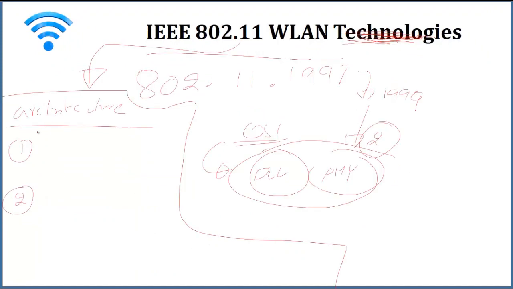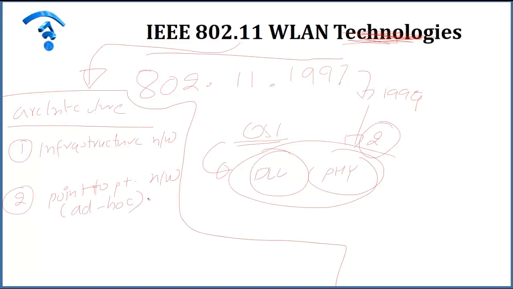First one is infrastructure network, and the second one is your point to point. This is again ad hoc. Okay, so what is this infrastructure network and ad hoc network?